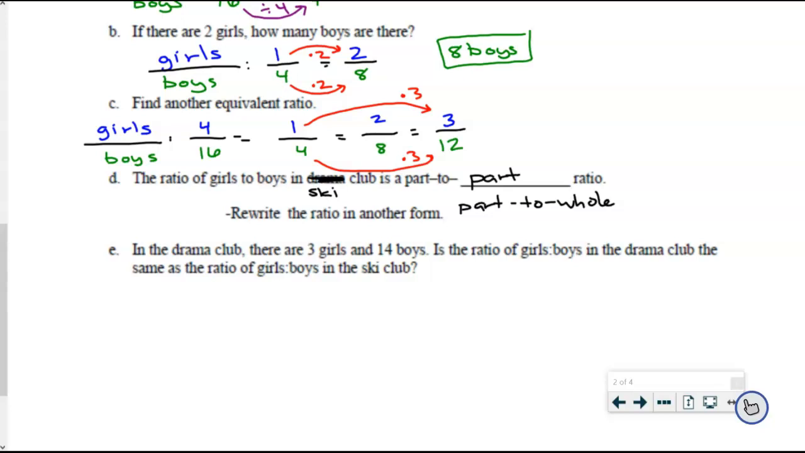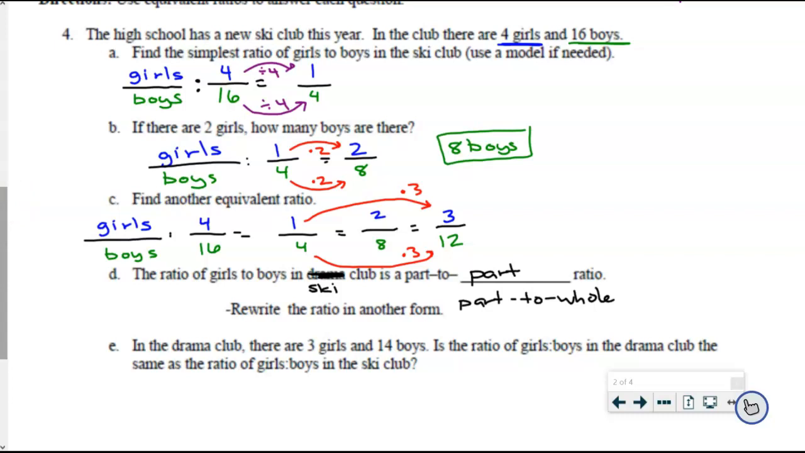4 to 20. So what kind of ratio was that? Great. Girls to the total. And if you wrote your ratio of girls to the total, I see where the 4 comes from, but where did the 20 come from? Where did the 20 come from?